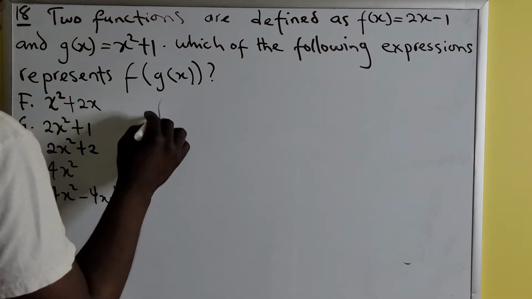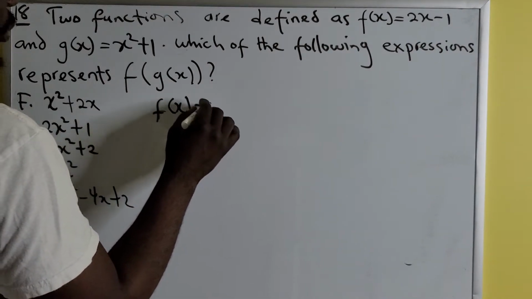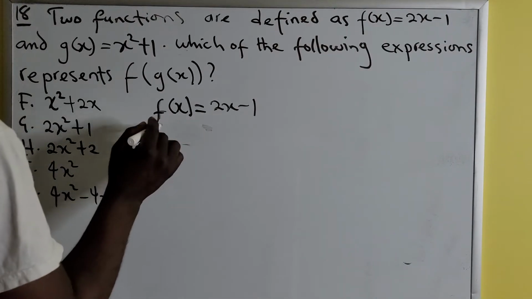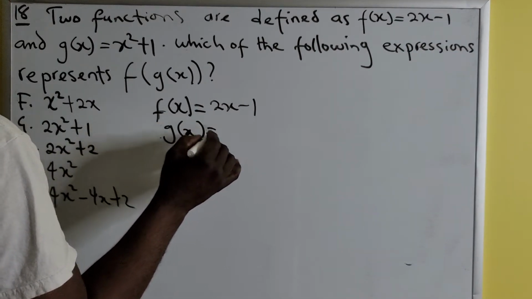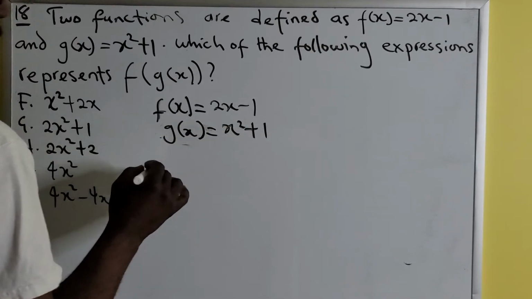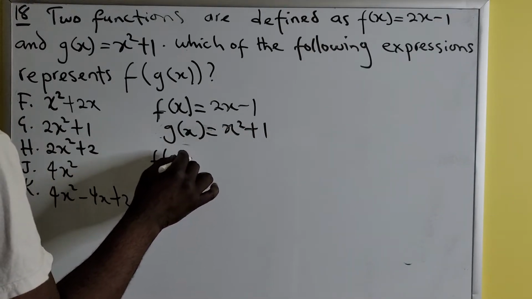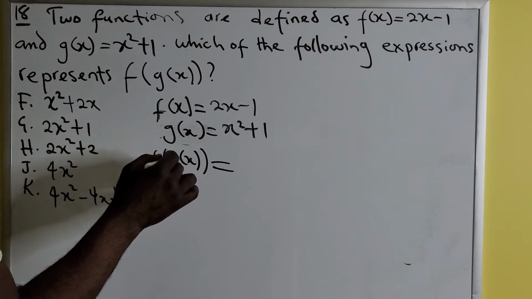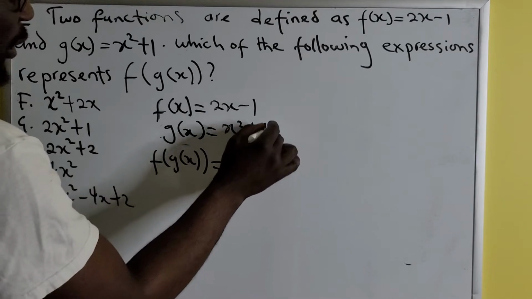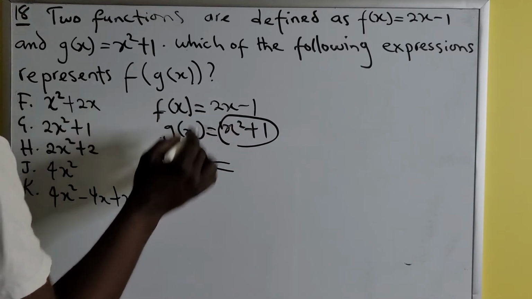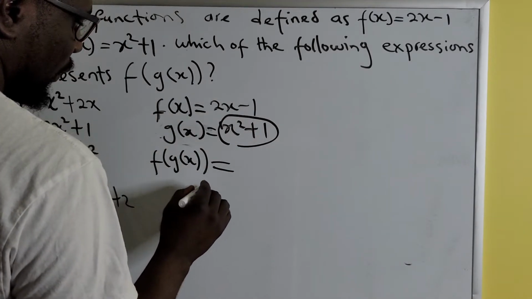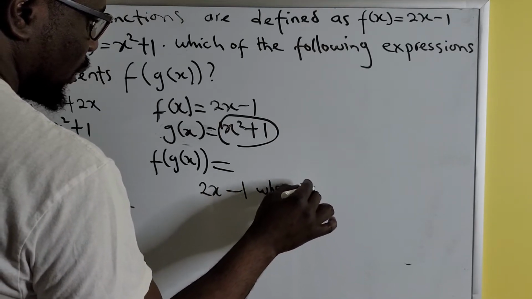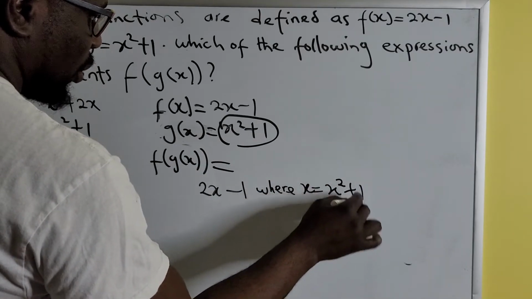So f of x is equal to 2x minus 1. g of x is equal to x squared plus 1. Therefore, f of g of x, what this means is a function of a function, right? So what you're going to do is plug in this value, because this is the inner value right here, into f of x. So what that means is you have 2x minus 1 where x is equal to x squared plus 1.